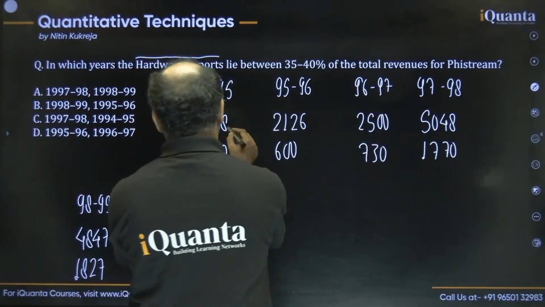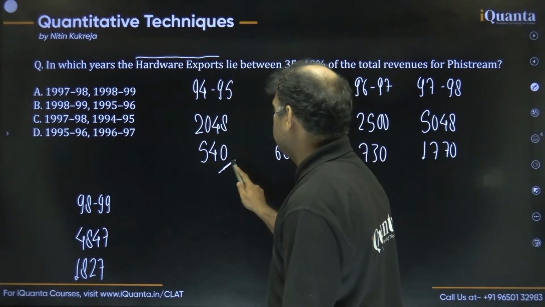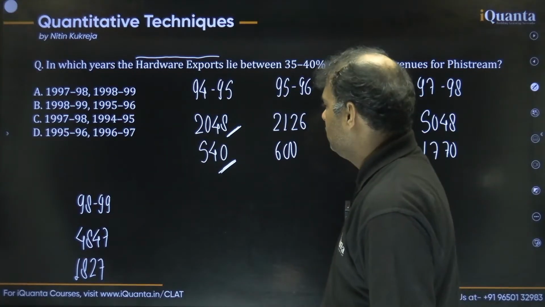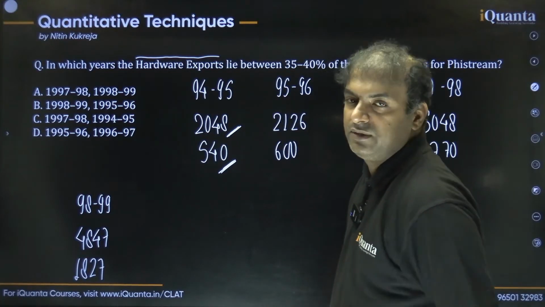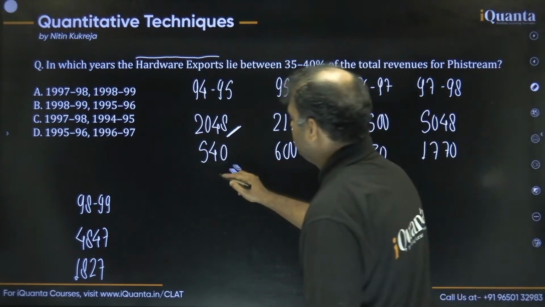Okay, look at the total revenue. Either you find out what percentage of the total revenue the hardware export revenue is, but that will take a lot of time. Or you can do some approximation, some hit and trial. How? Let me show you that.